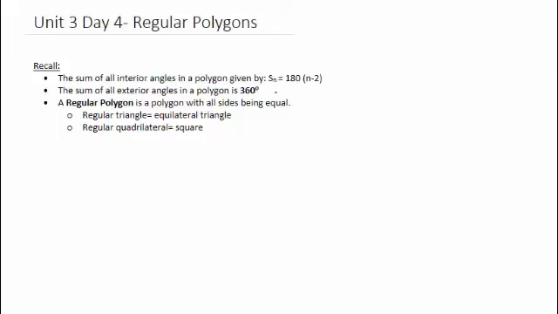We also found from last day's lesson that the sum of all the exterior angles in a polygon is always going to be 360, no matter how many sides the polygon has. Today we'll be looking at the term regular polygon, and this just refers to a polygon where all sides are equal. For example, a regular triangle is what we would call an equilateral triangle, because all sides in an equilateral triangle are equal. Also, a regular quadrilateral is just a square, because again, all sides on a square are equal.